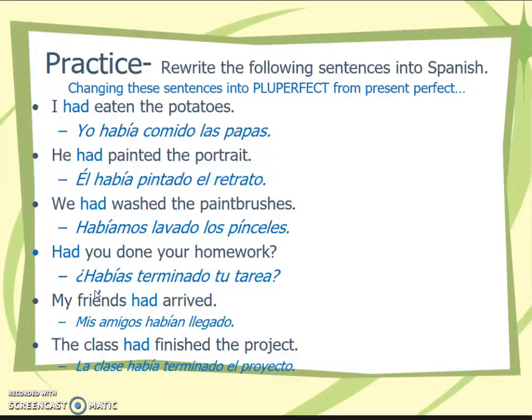So that's the pluperfect, along with the present perfect and practices and everything. So now you should be able to do this section.